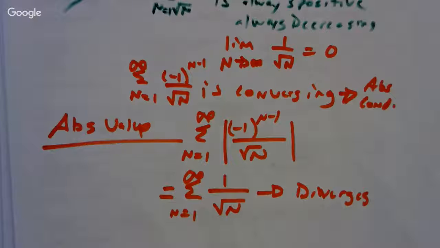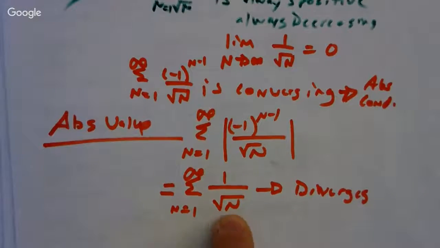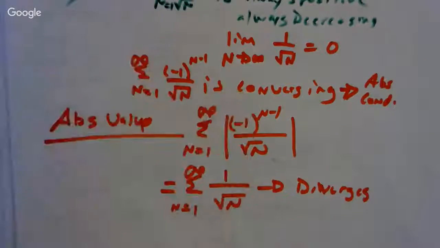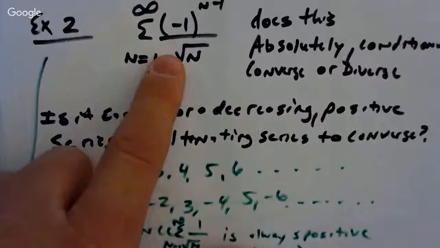And Leibniz's test told us if it's positive, decreasing, and the terms converge to 0, the alternating series is what? Convergent. We just have to figure out which one of the two it is. Is it conditionally or is it absolute? Now, because this diverges, what is this? Go back to the original one. What is it doing?